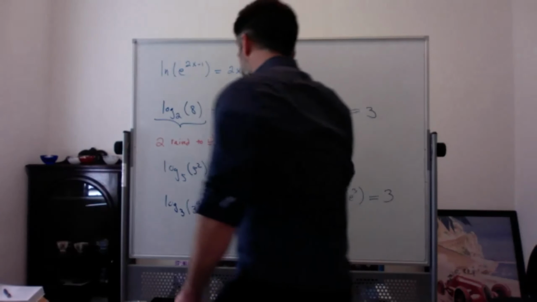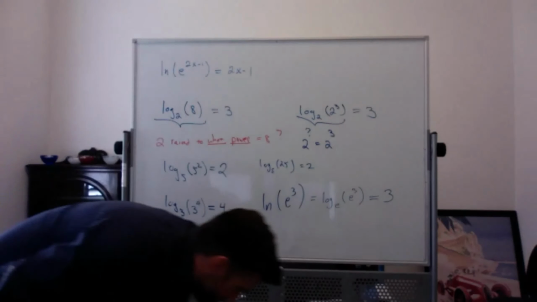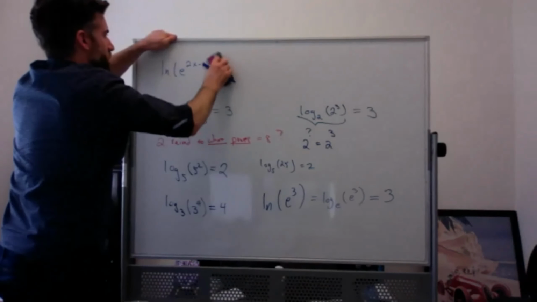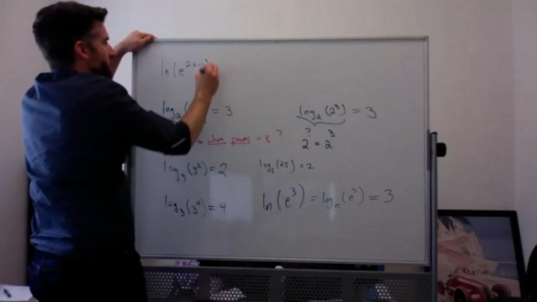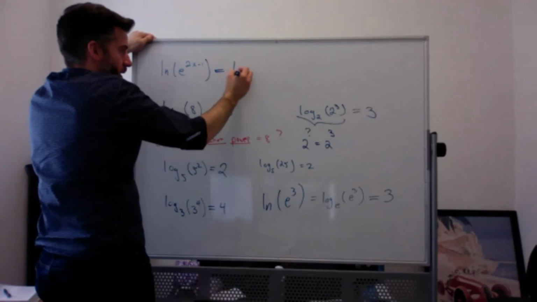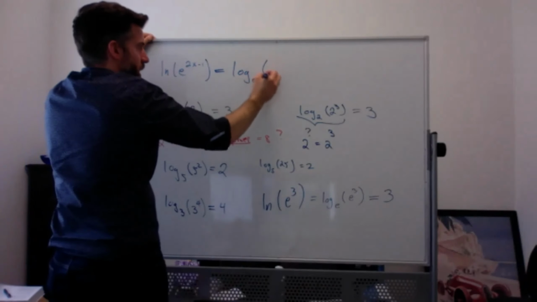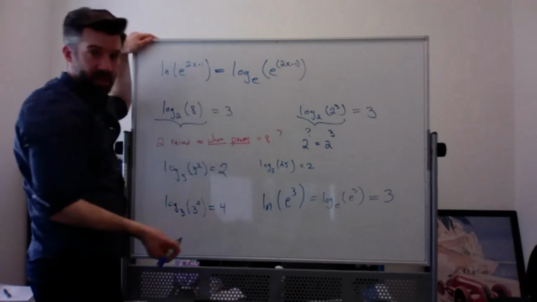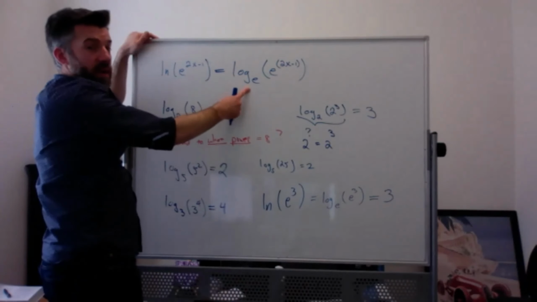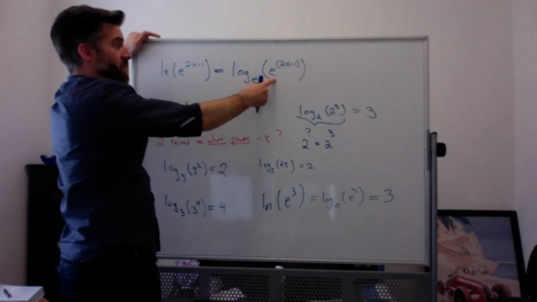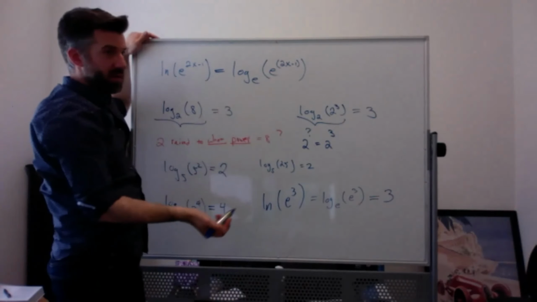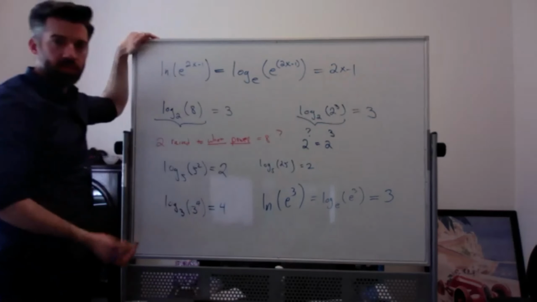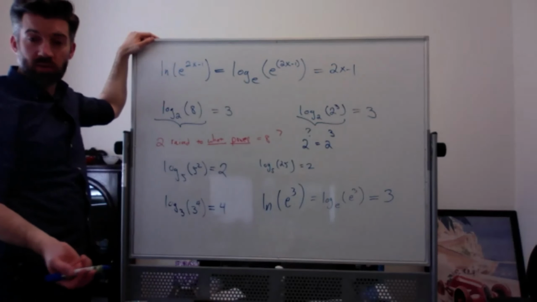So that's what's really happening here. When I write this, nope, dropping things. Sorry. When I write this, what I'm really thinking of writing is log base e of e to the 2x minus 1. So what that is asking me for is e raised to what power equals e raised to the 2x minus 1 power? And the answer has to be 2x minus 1.